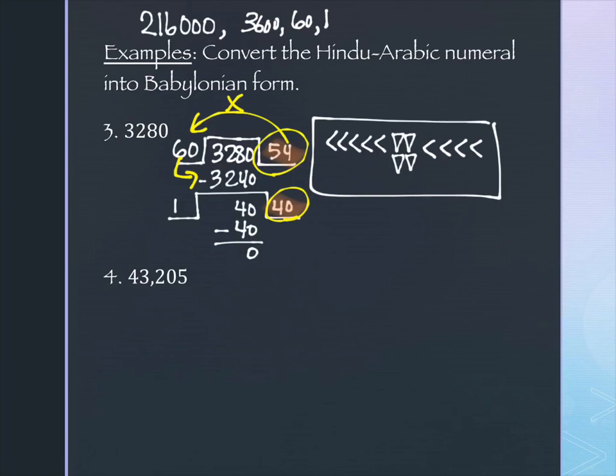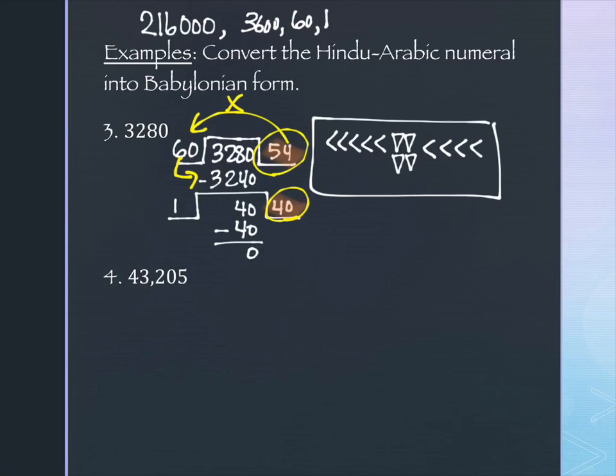Okay, so that's where we left off, and we're going to do another one, a slightly larger value. It's 43,205. So taking a look across the top of my place values, I have the ones place, the 60s place, 60 squared, which is 3,600. 60 cubed is 216,000. I need to use the one that's the largest, but still smaller than 43,205. So what number am I going to divide by first? 3,600, right? 216,000 is too big. So I want to do 3,600.